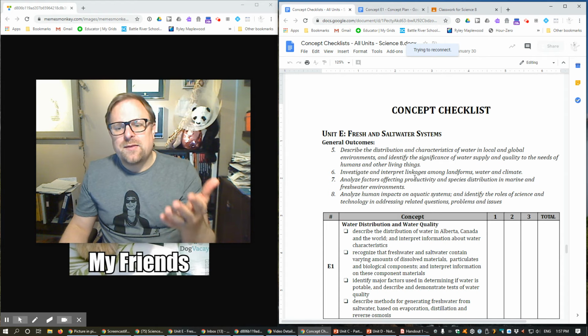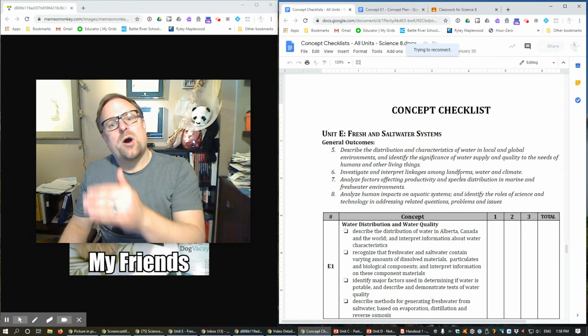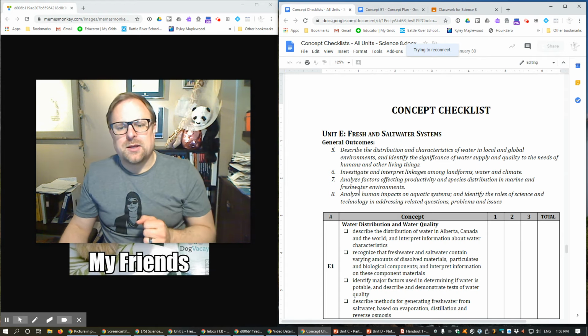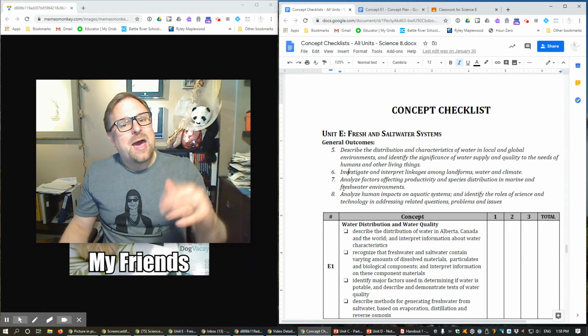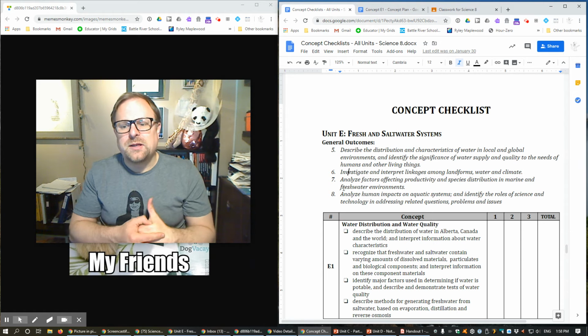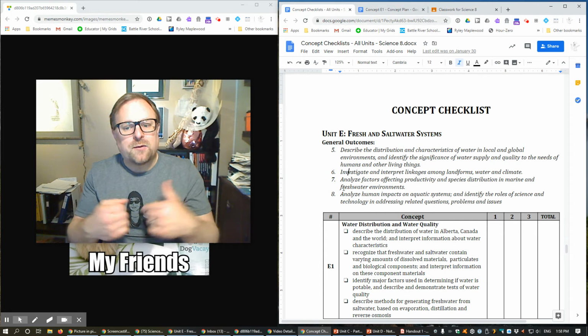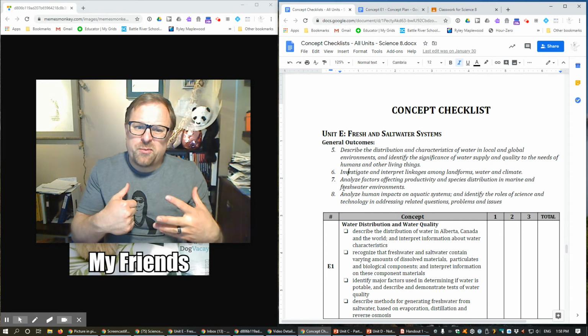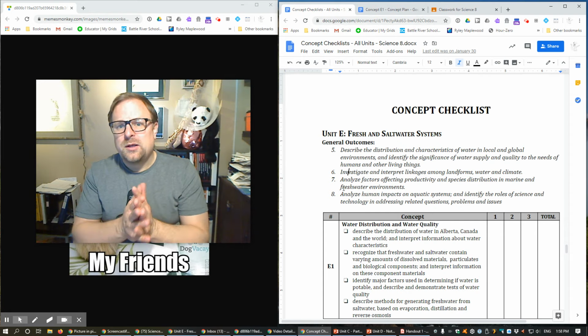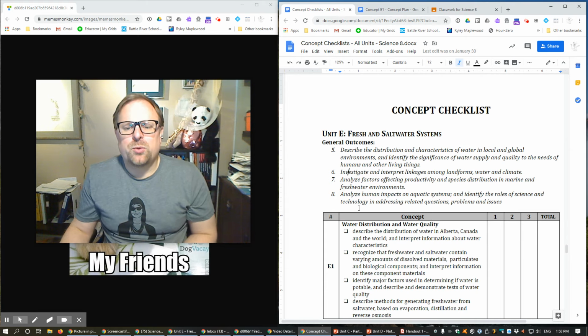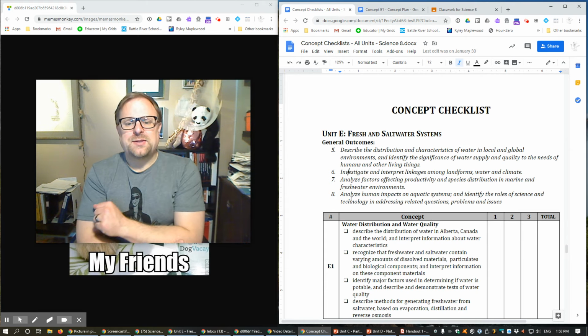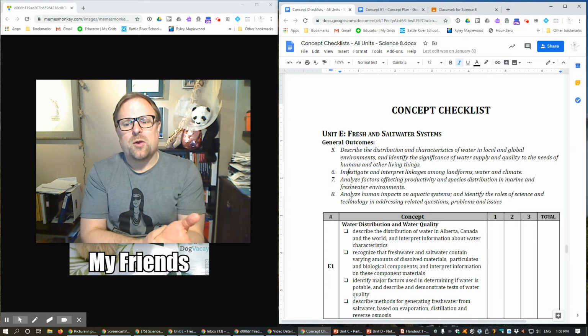We're going to investigate the linkages between landforms, water, and climate, which will be concept E2 coming up later. We'll analyze factors affecting productivity and species distribution in marine and freshwater environments. We're going to talk a lot about fresh versus saltwater in this unit, and you'll get pretty comfortable with that. And then we'll analyze the human impacts on aquatic ecosystems.